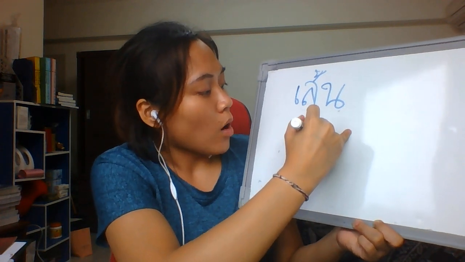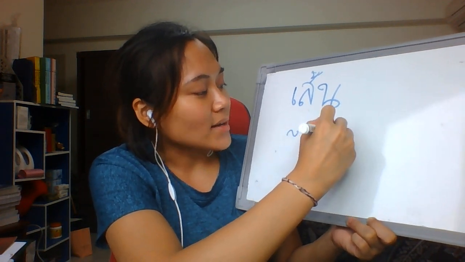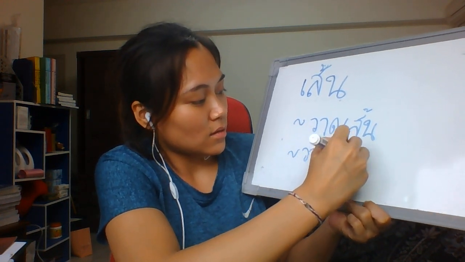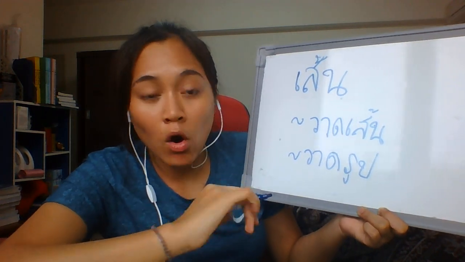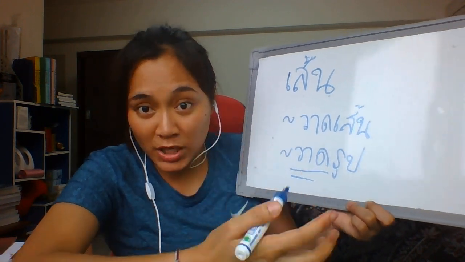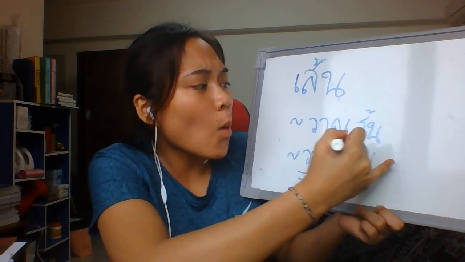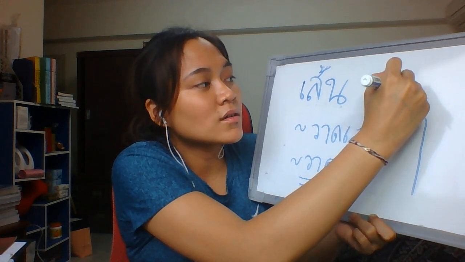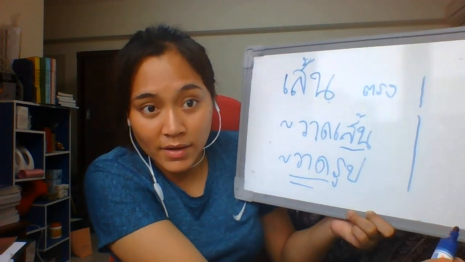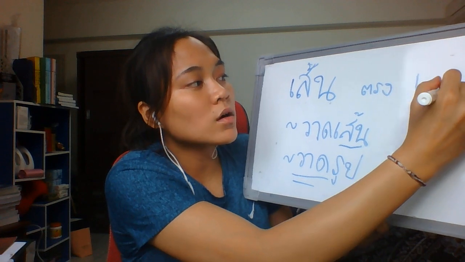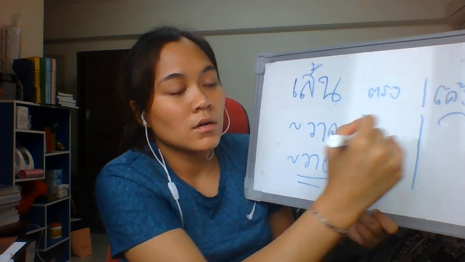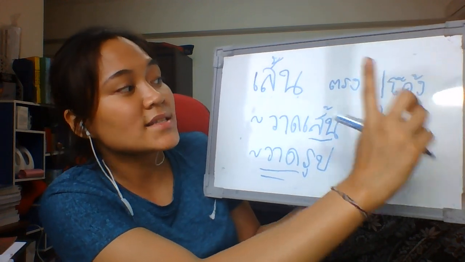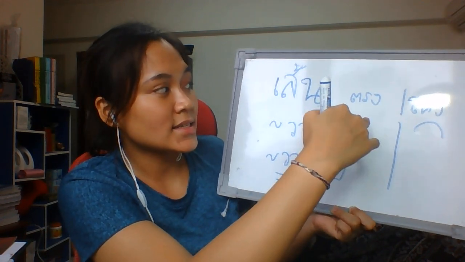We talk about วาดเส้น, วาดรูป, something like that. วาดรูป means to draw. วาด is a verb, means draw. รูป means picture. So draw a picture. วาดเส้น, เส้น means a line. Draw a line. เส้นตรง means a straight line. เส้นโค้ง, โค้ง means curve. So this is เส้นโค้ง. Sorry, my handwriting is not very good. Okay, เส้นโค้ง, เส้นตรง. This is เส้น.